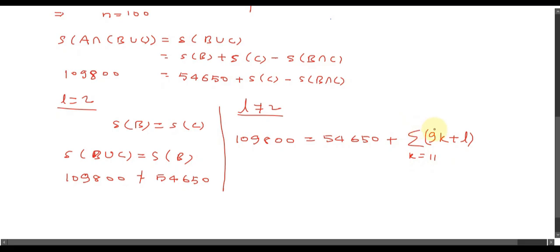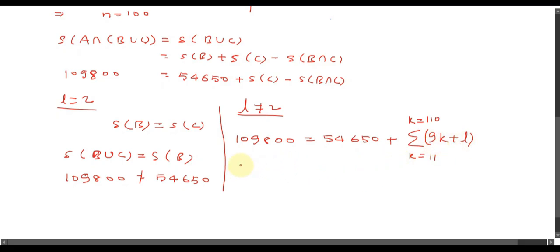Okay, and what will the last value of k be? The last value of k will be 110. When k is equal to 110, this multiplication will give 990, and on adding the value of L, we will get the last 3-digit number of set C.